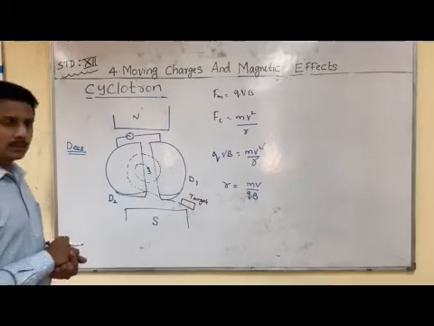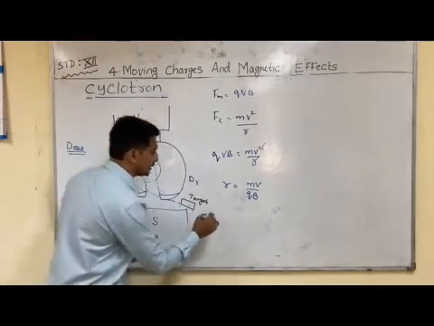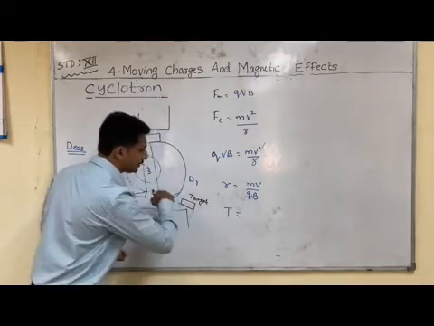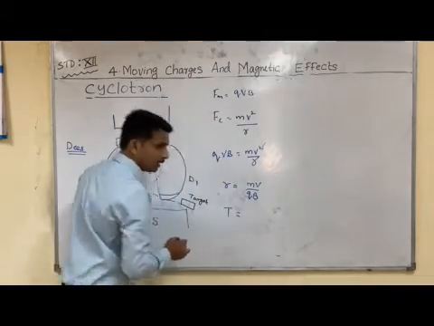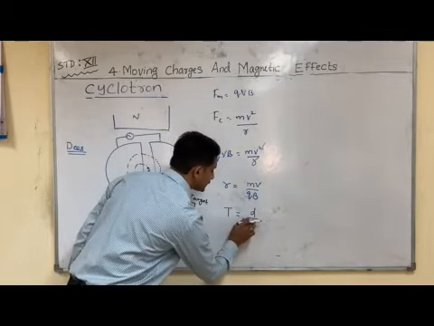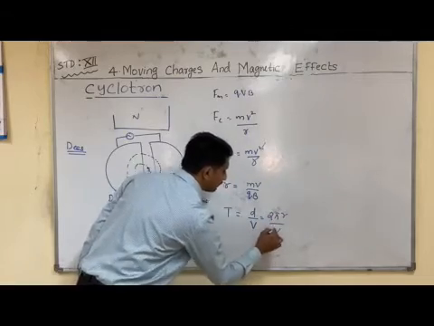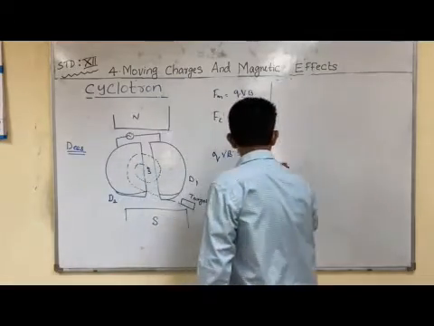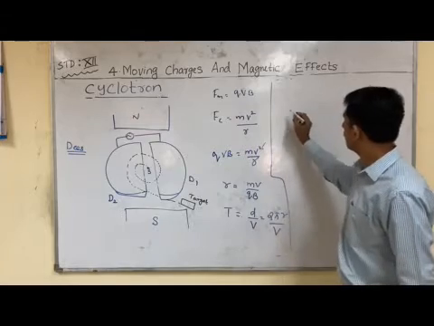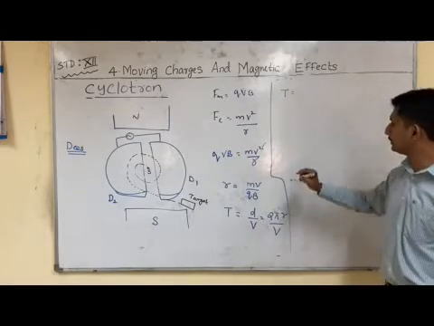If we know the radius of this circular path, we can calculate the time period for one complete revolution. Time period T is equal to distance divided by velocity. Distance divided by velocity, in this case, means 2 pi r divided by v. So we can represent our time period as T is equal to 2 pi r divided by v.